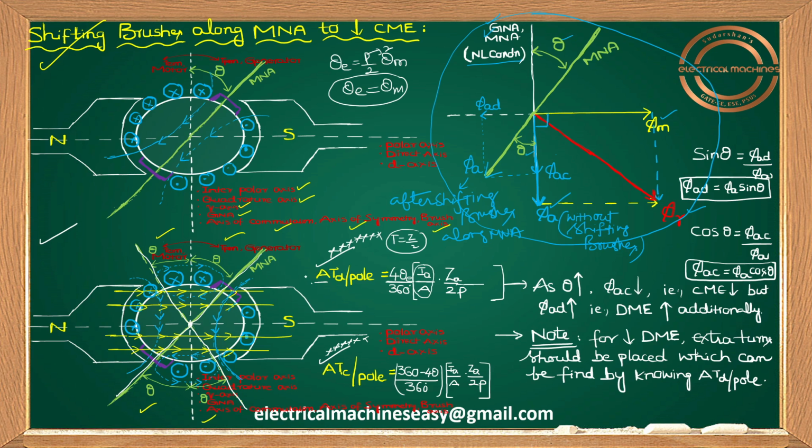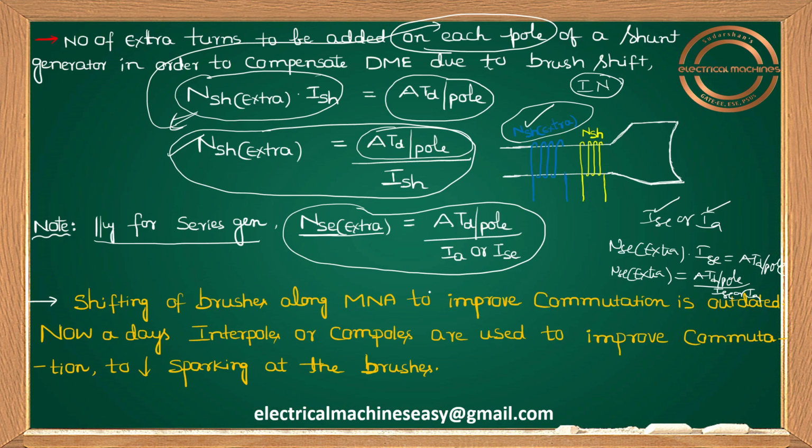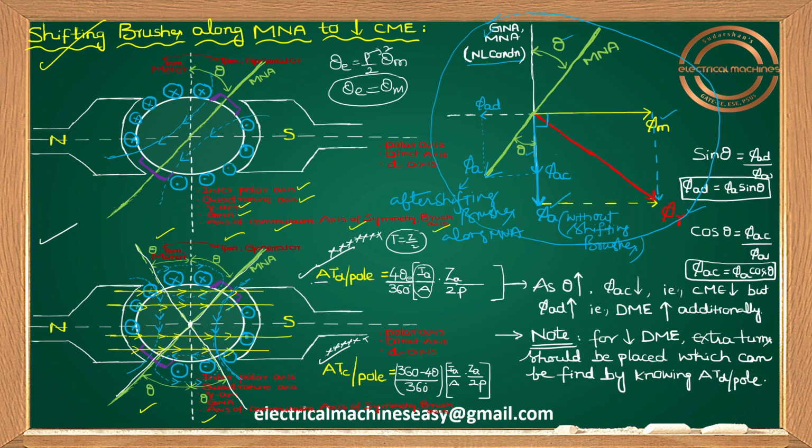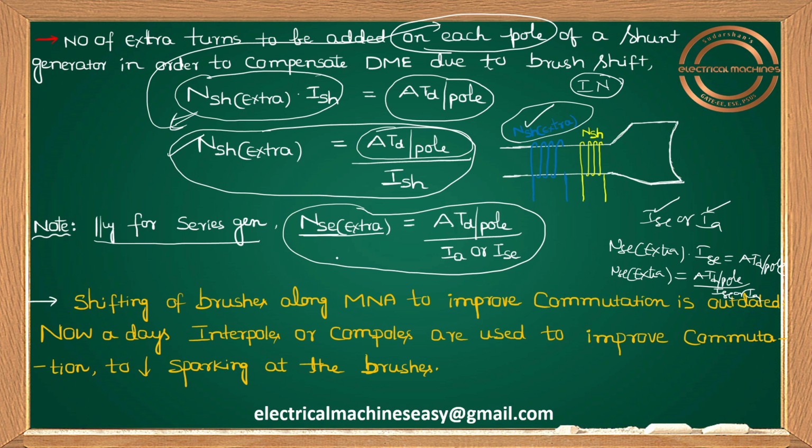So guys, if you know the ATD per pole formula, I already told you. After calculating ATD per pole, simply ATD per pole by ISH gives you the extra turns NSS. I have to place these on each pole to compensate the DM effect which you are getting additionally because of shifting brushes along MNA. So it is a very important formula. Please try to understand this formula.